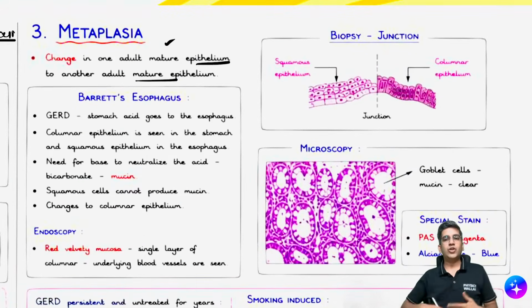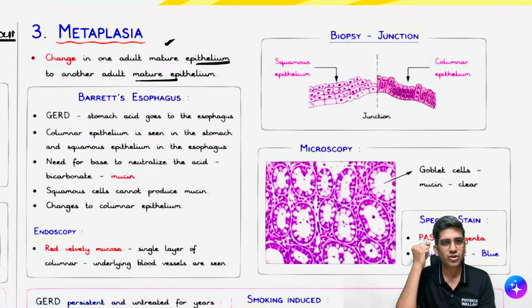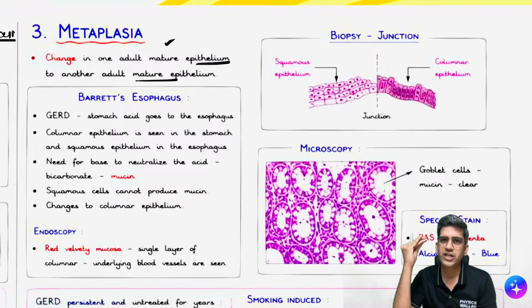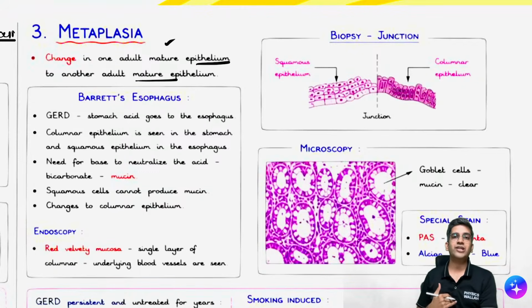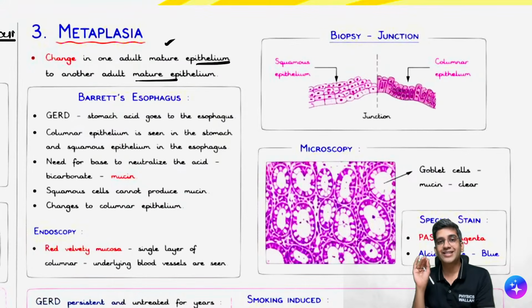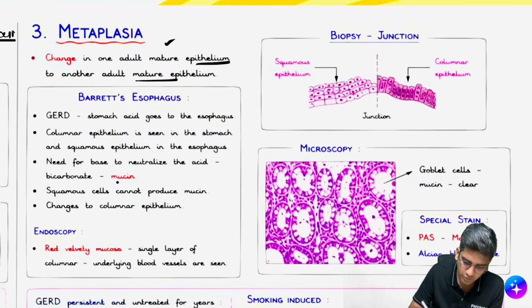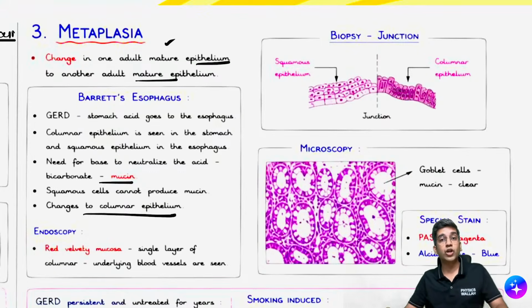Now, let's go with the common examples. One of the commonest examples is Barrett's. By default, you will know the reason for Barrett's esophagus is chronic GERD: chronic, persistent, recurrent gastroesophageal reflux disease. The acid goes to the esophagus. The esophagus cannot sustain acid, so the squamous epithelium moves to an epithelium which can sustain the acid, which is columnar epithelium with production of mucin, right? Obviously you need mucin production. Squamous cannot produce it, so it changes to columnar epithelium, and we call it columnar metaplasia.